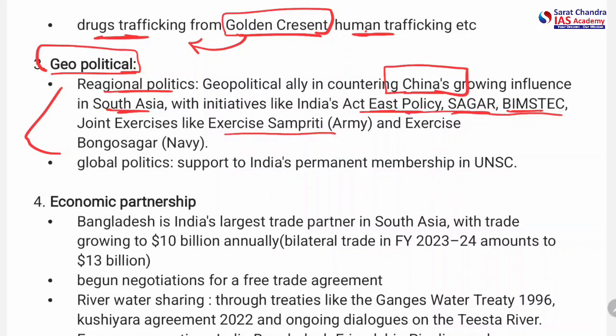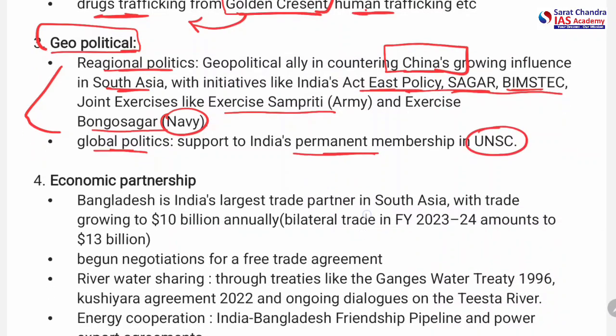Along with that, we have Exercise Sampriti and Exercise Bongosagar, which is a naval exercise. We have cooperative engagement with Bangladesh. Next important, in global geopolitics, Bangladesh is a supporter of India's permanent membership in the United Nations Security Council.